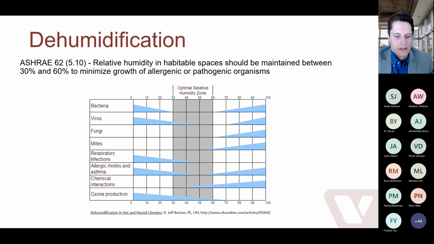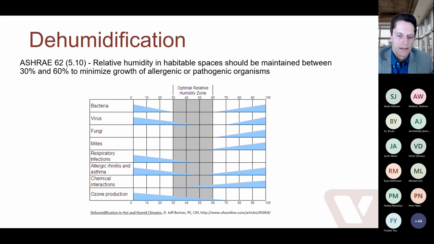If we look at this table that shows different humidity ranges and various growth patterns for different agents such as bacteria, fungi, etc. And this illustrates the best growth areas for these different agents. And ASHRAE recommends about 30 to 60% humidity as what they call the optimal zone. So that's usually where we target our delivery of supply air to be in that 30 to 60% range.